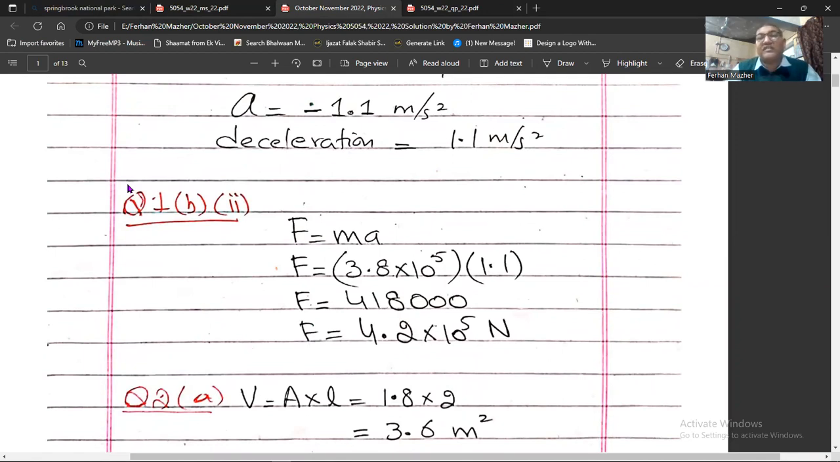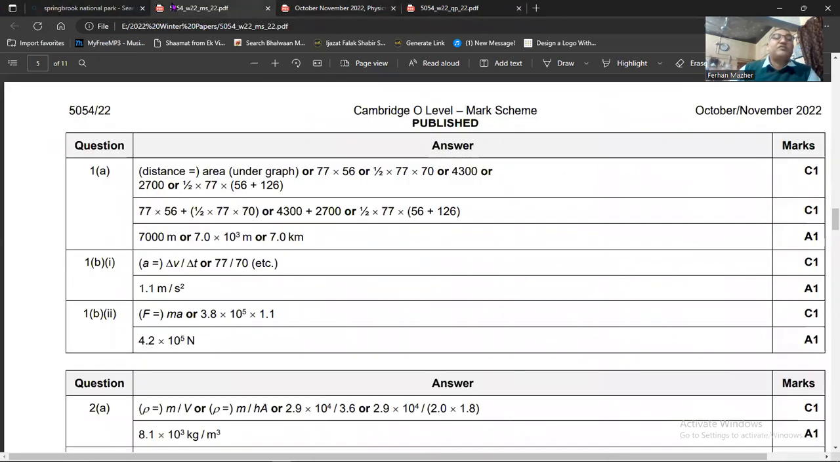You get 418,000. When you write it in the standard form, it will be 4.2 x 10^5 Newtons. So our answer is right. The marking scheme is showing up.